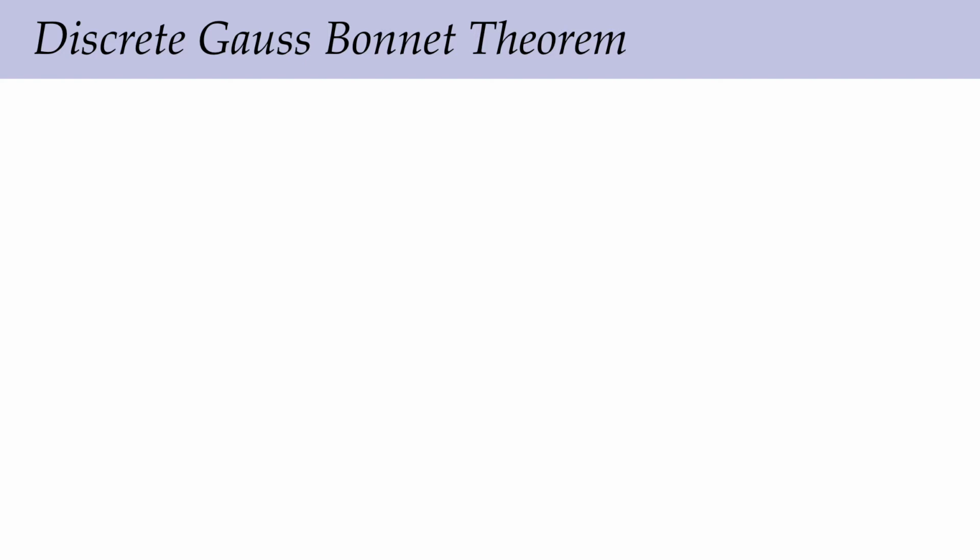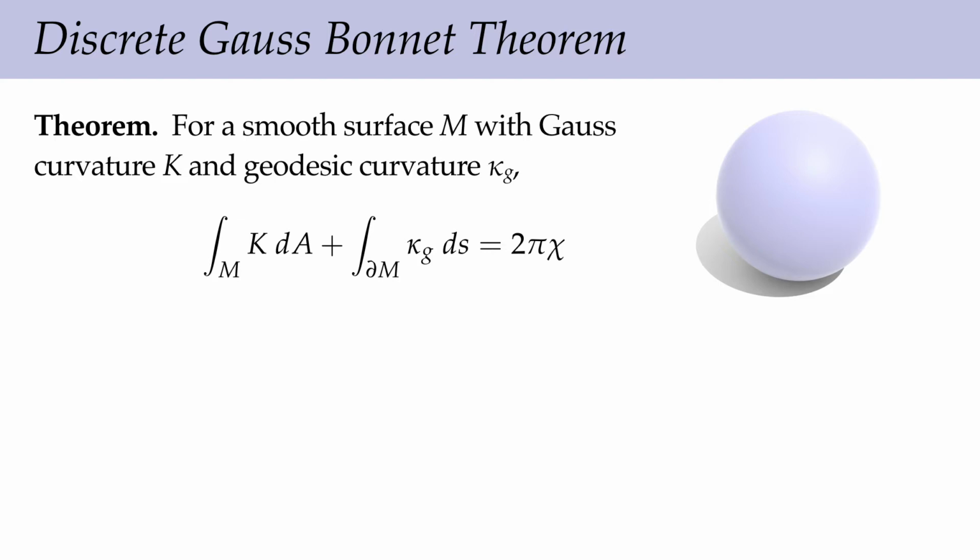Okay, so finally we can really state the full discrete Gauss-Bonnet theorem. Again, in the smooth setting we said, for a smooth surface M with Gauss curvature K and geodesic curvature kappa sub g, the integral over the surface of the Gaussian curvature plus the integral over the boundary of the geodesic curvature is equal to 2 pi chi.